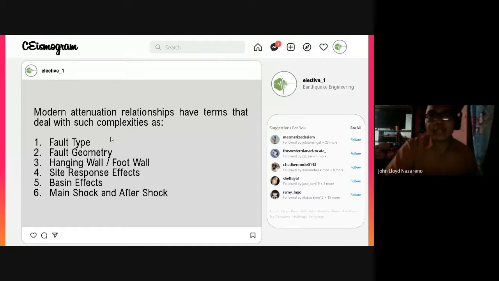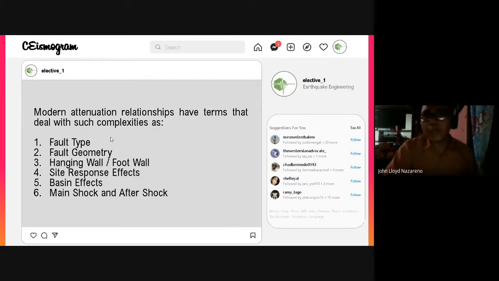Ayan, four, site response effects. This deals with how the local soil that's on top of the fault is amplifying or de-amplifying the ground motions that are being transferred to it during an earthquake. Number five, basin effects. This deals with whether the site is on a basin and how deep is the bedrock on the basin. Kasi bedrock and basins can cause reflections of seismic waves that can cause a lot more damage to our structures. And last but not the least, six, we can also have information on whether we need to predict the effects of the main shock and aftershocks in our site.